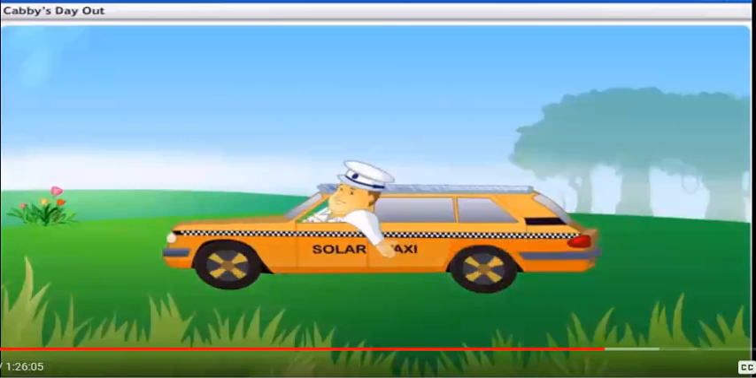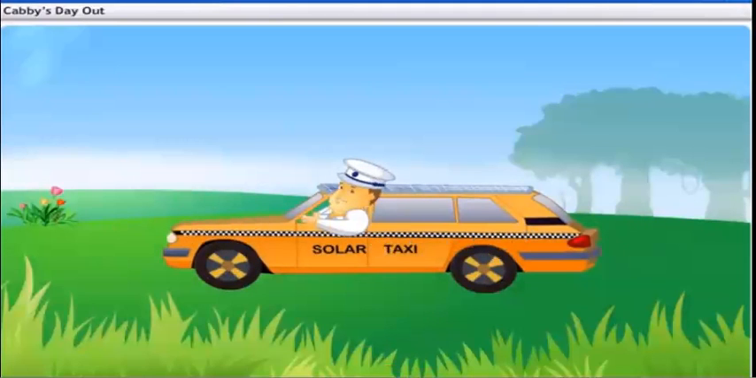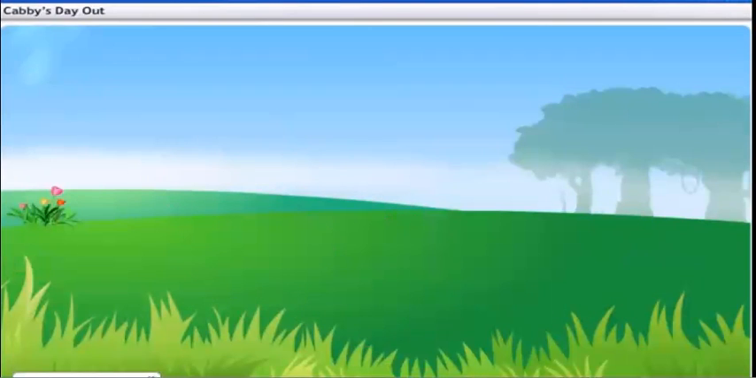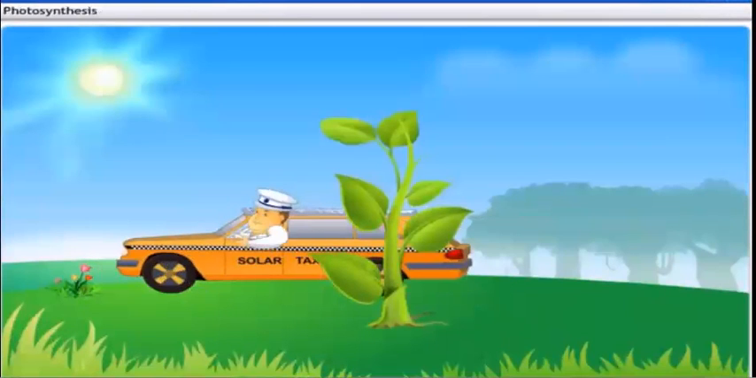Hi, I'm Cabby, and this is my solar-powered taxi. I'm out to create a record for the longest drive made on solar power. Why don't you join me? I didn't tell you how I got this novel idea. I was inspired by plants.